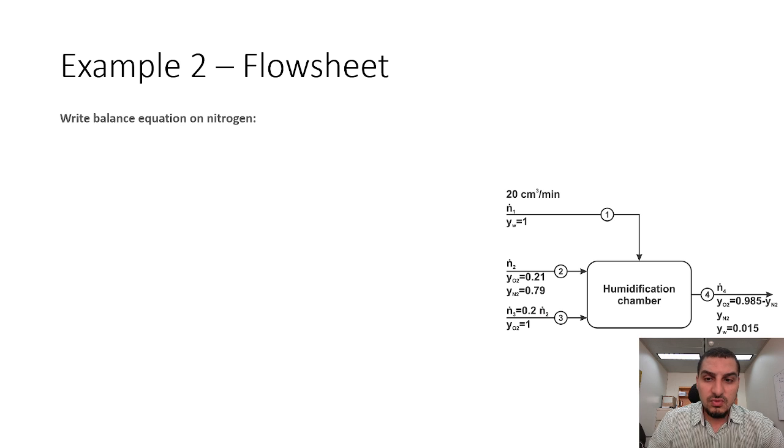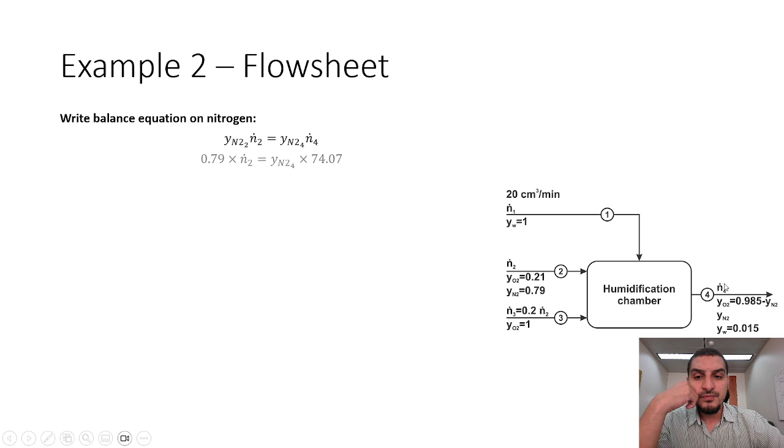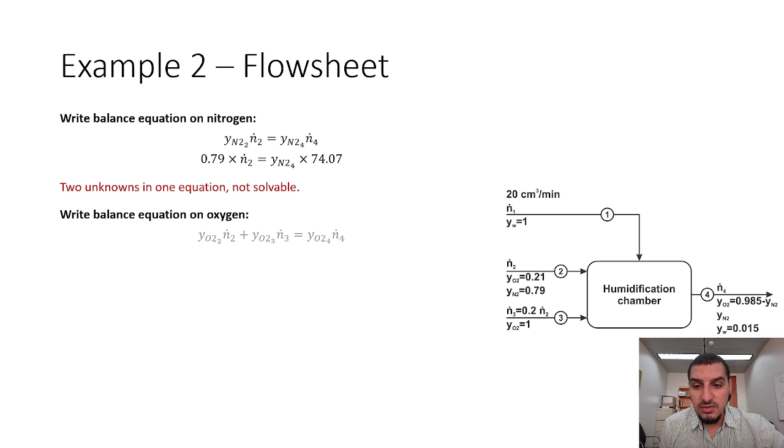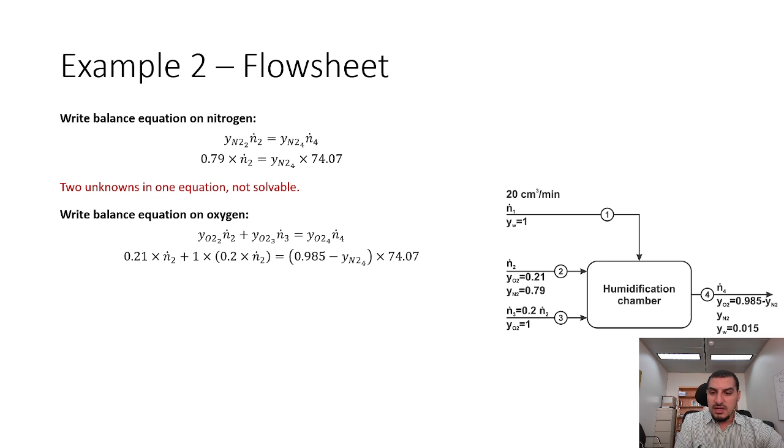So if we write the equation for nitrogen, we will have nitrogen only here and here. So we'll say that 0.79 times N2 equals Y nitrogen times N4. By substitution, we'll see that we have two unknown variables here, so it's one equation in two unknowns, so we cannot solve it. If you do the same for oxygen, we'll have oxygen here, here, and here. And of course, this is from the definition of the mole fraction, Y equals N over N total. So if I want to calculate N, it's Y times N total. So this is what we are doing. And by substitution, you would see that we have still two variables.